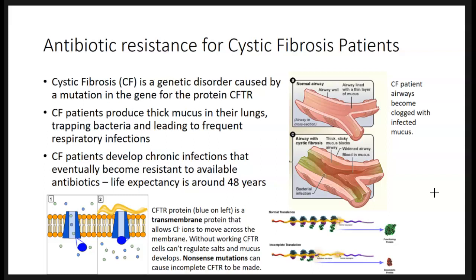But because they're frequently being exposed to antibiotics, some mutants in the bacterial populations in that person's airways are resistant to those antibiotics. And those resistant bacteria will become more populated in that CF patient's microbiota. And eventually, CF patients develop chronic infections of bacteria that are completely resistant to all of the available antibiotics. And because of this, many of them will eventually succumb to those infections. And the life expectancy of somebody with CF is around 48 years.